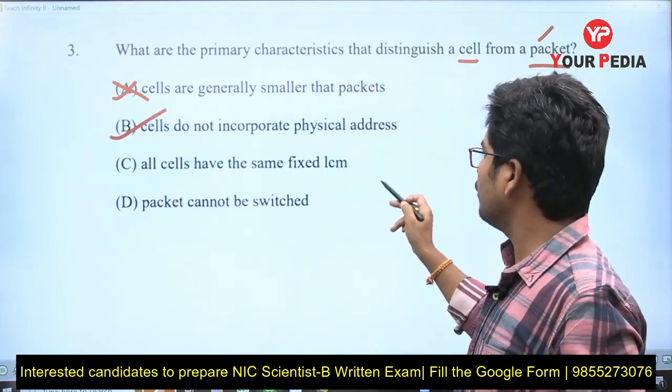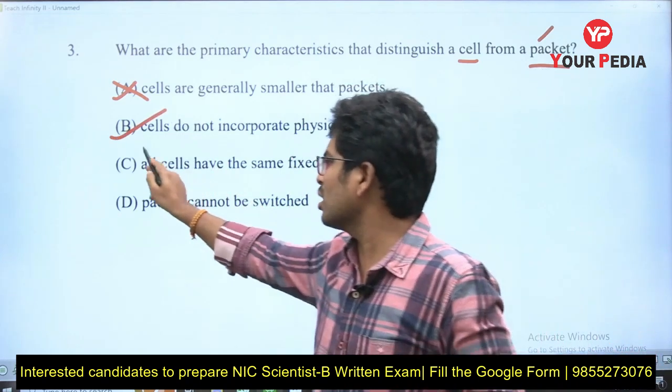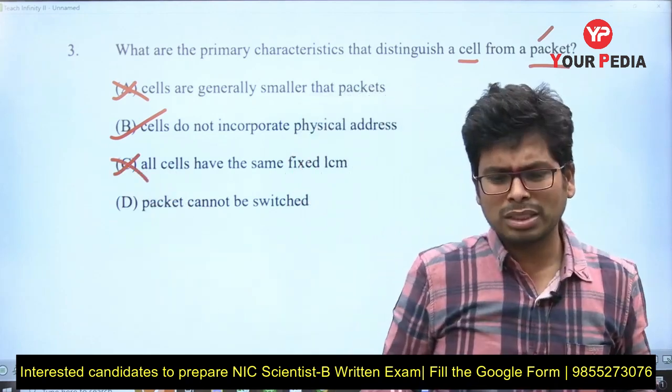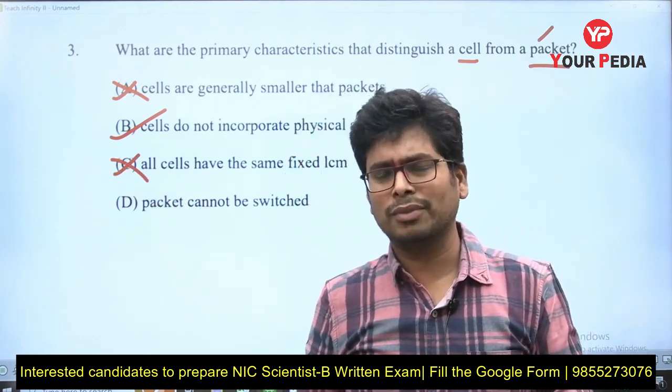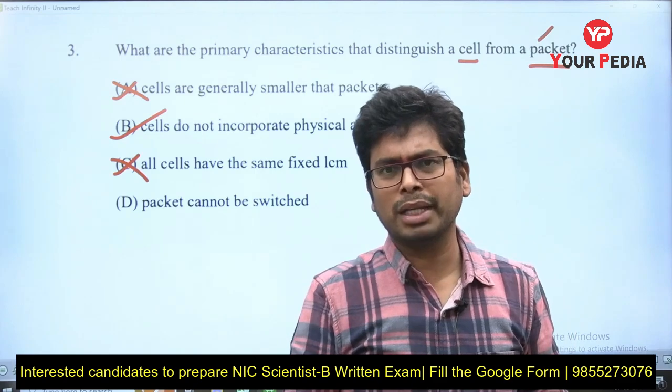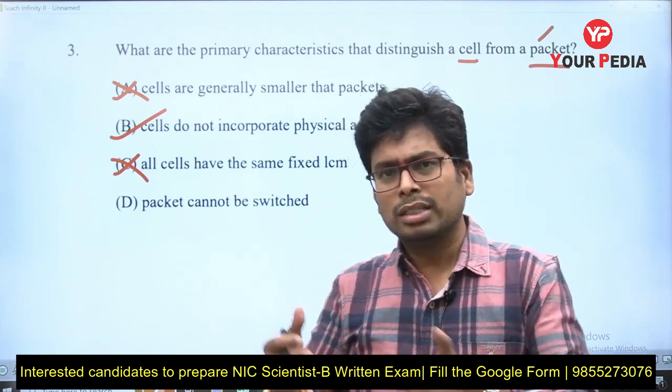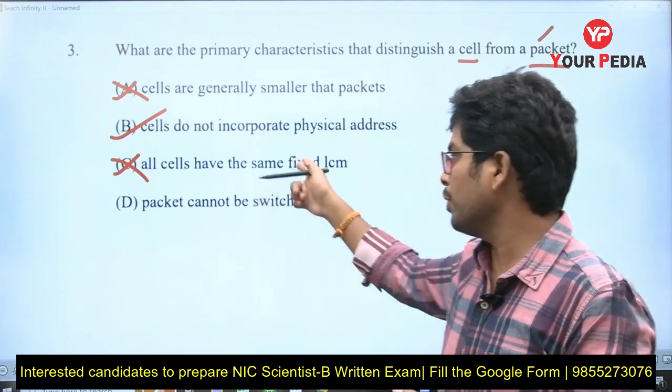All cells have the same fixed size, 1 cm. This is also a wrong answer. Why? Because cells are nothing but semiconductor cells. Depending upon whether it is static memory or dynamic memory, depending upon the type of memory, the cell size will vary. So it is not fixed.